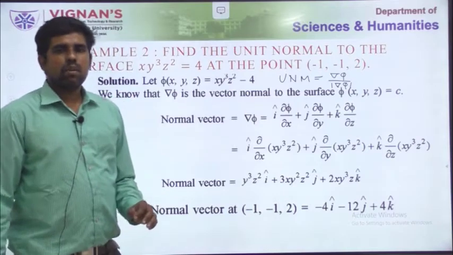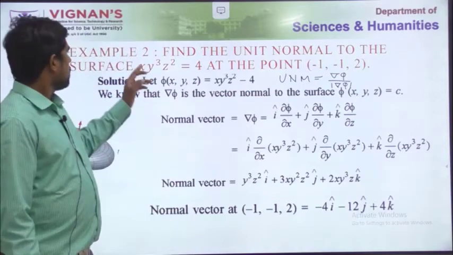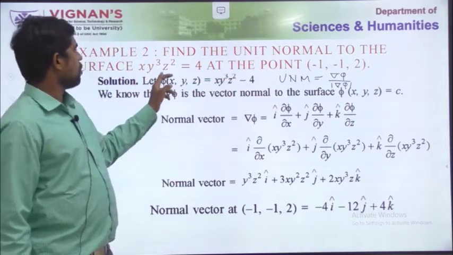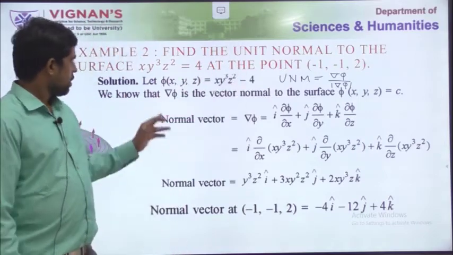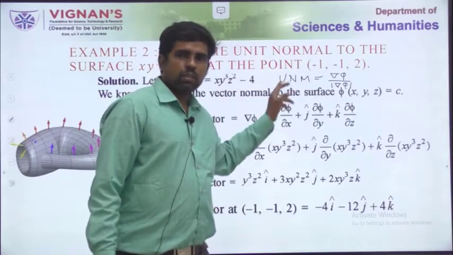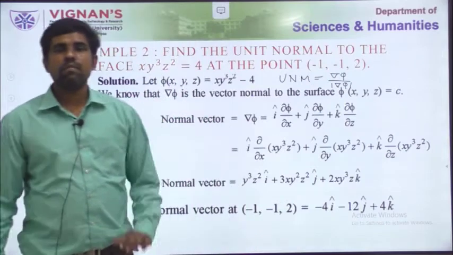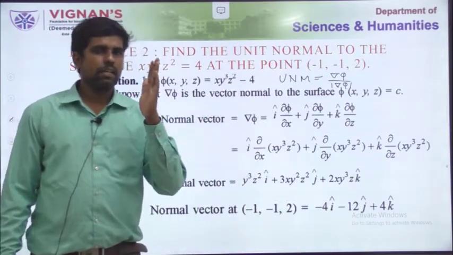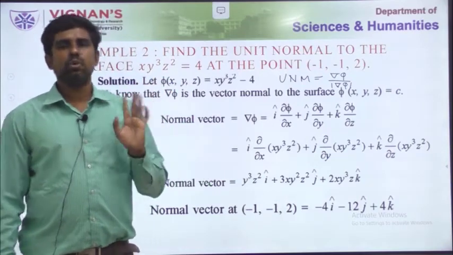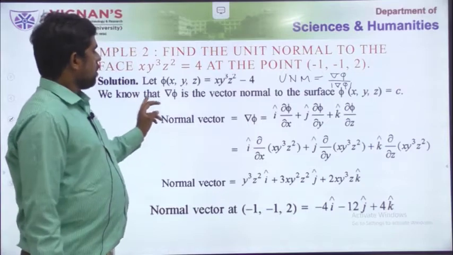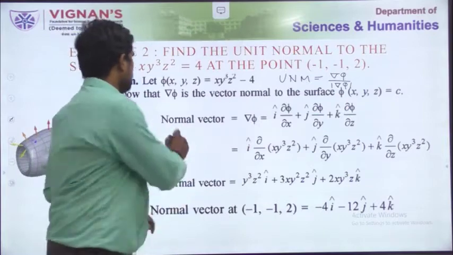Now let us see one second example based on the previous definition, unit normal vector. Find the unit normal to the surface xy cube z square is equal to 4 at the point (-1, -1, 2). So we know the formula for unit normal vector, del phi divided by modulus of del phi. What we are going to find is a normal vector whose length is equal to 1 unit. So I have written the formula. This is our surface. First I am going to find the normal vector.